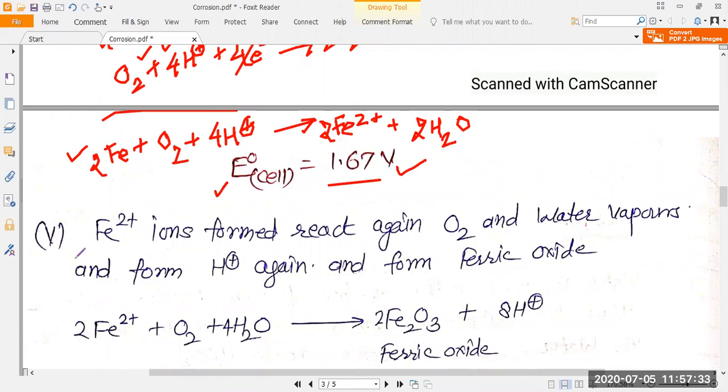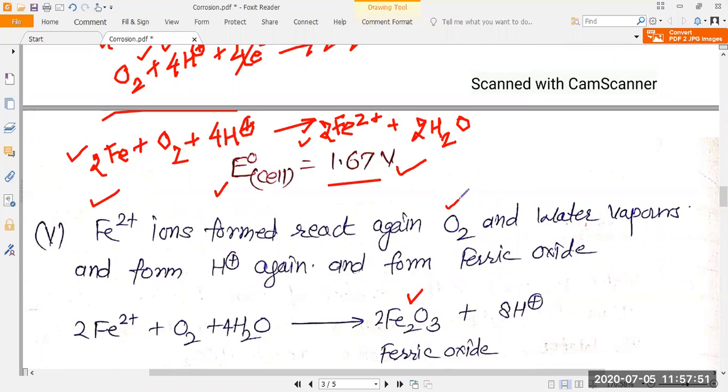In the fourth step, what happens? Iron Fe2+, this is the Fe2+, and the cell is complete, that is the cell equation. This Fe2+ again reacts with oxygen present in the atmosphere and forms iron oxide. This is the ferric oxide.